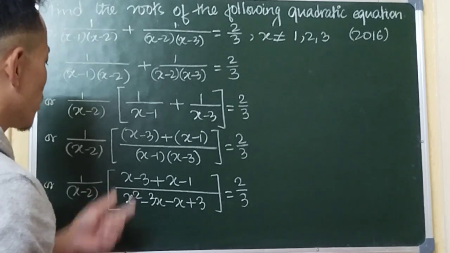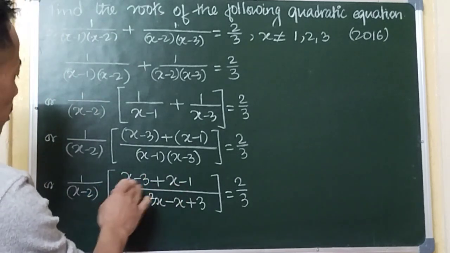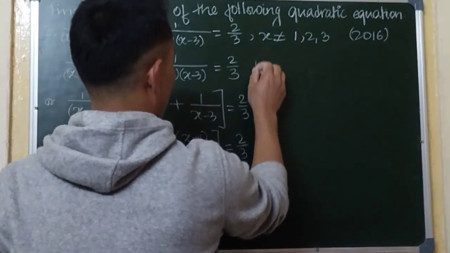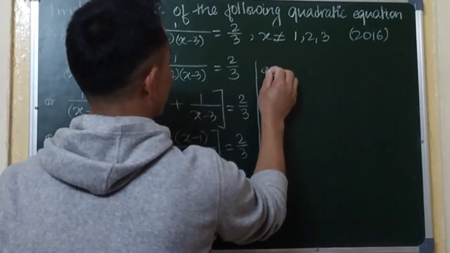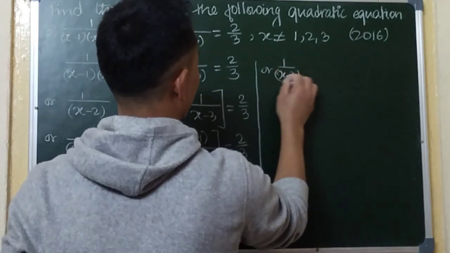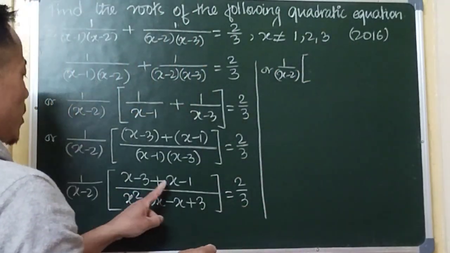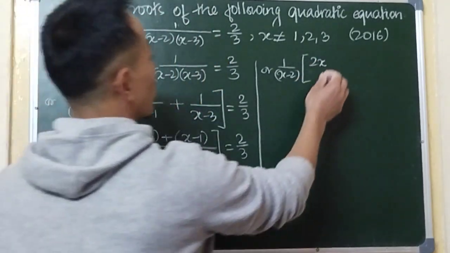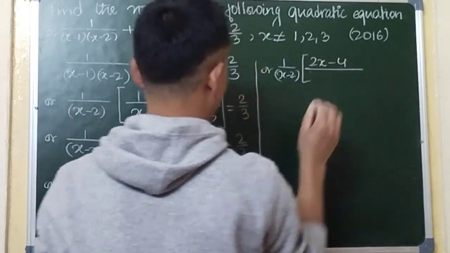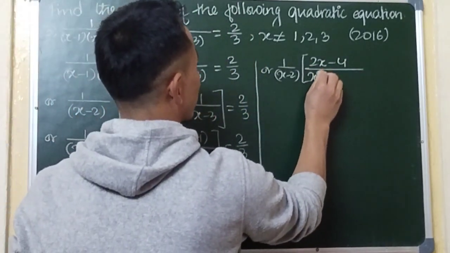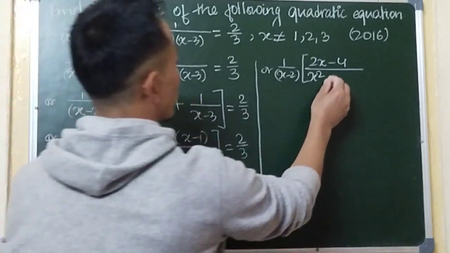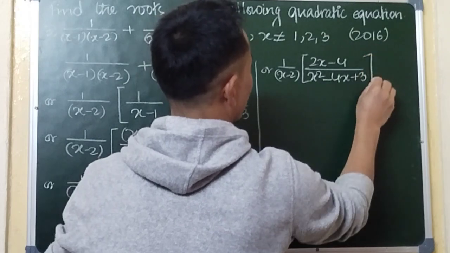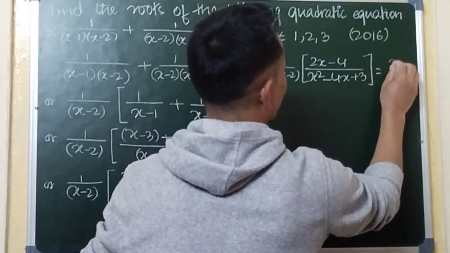Then you can cancel the terms which are common. So here you can see the terms cannot be cancelled. Here x cannot be cancelled. So let's simplify the equation further. 1 by x minus 2. So this becomes x plus x is 2x, minus 3 minus 1 will become minus 4 in the numerator, divided by, in the denominator we have x square, minus 3x minus x becomes minus 4x, we have plus 3 is equals to 2 divided by 3.